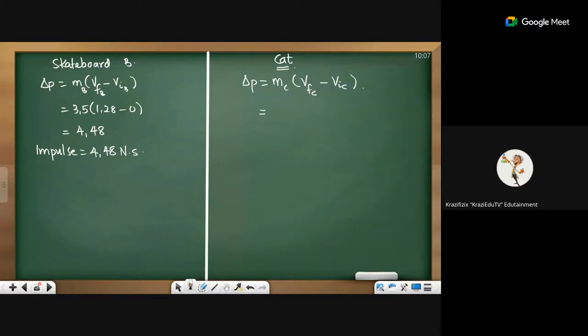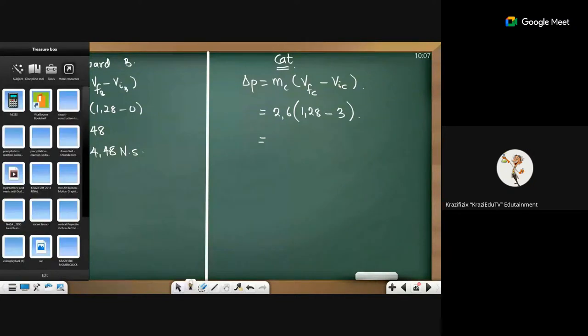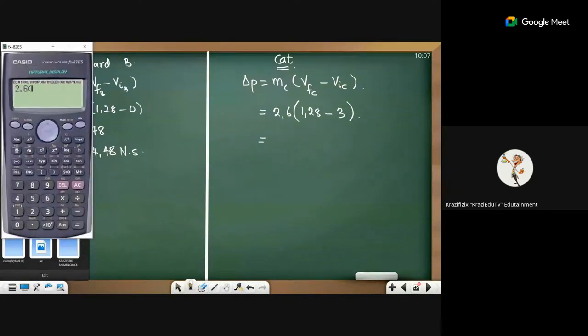What is the mass of the cat? 2.6. What is the final velocity of the cat? 1.28. Remember, the cat and the trolley now move together. But what was the initial velocity of the cat? 3. Please, let's put this in the calculator. Let's see if this would work out nicely for us. 2.6 into bracket, 1.28 minus 3.